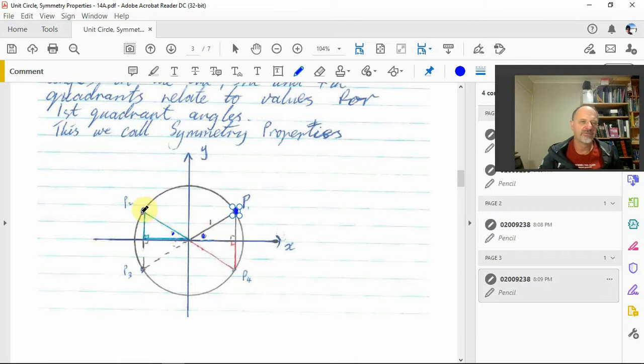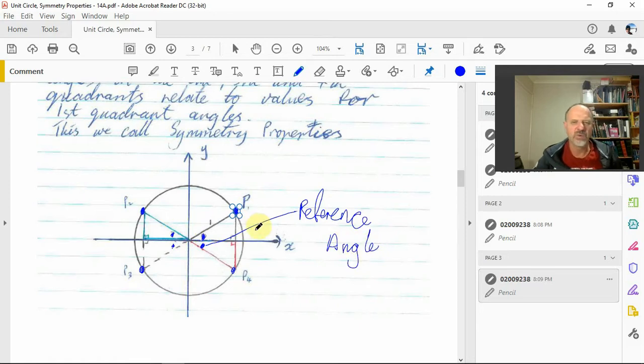Now, if I follow this down into there, and I follow this one down into there, and then you'd follow that across, then this triangle down here for point 3 and this one from point 4, all of those four triangles are the same, and all of these angles down in here are all the same. So I call these angles down in here the reference angle, because that's the angle we reference back to the first quadrant.